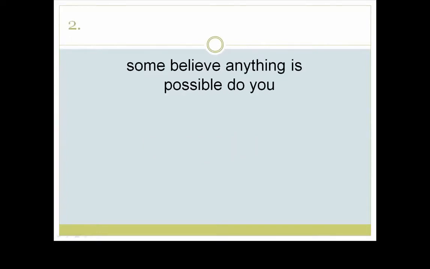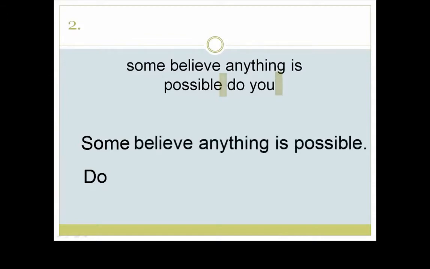2. How many complete thoughts do you see here? There are 2. Let's start each with a capital letter. The first is a statement, and the second is a question. Some believe anything is possible. Do you?